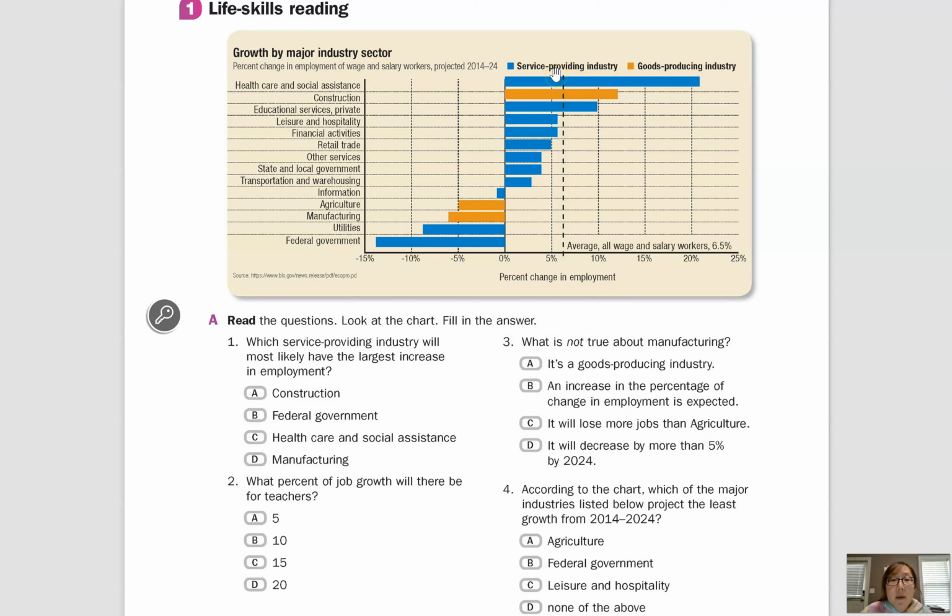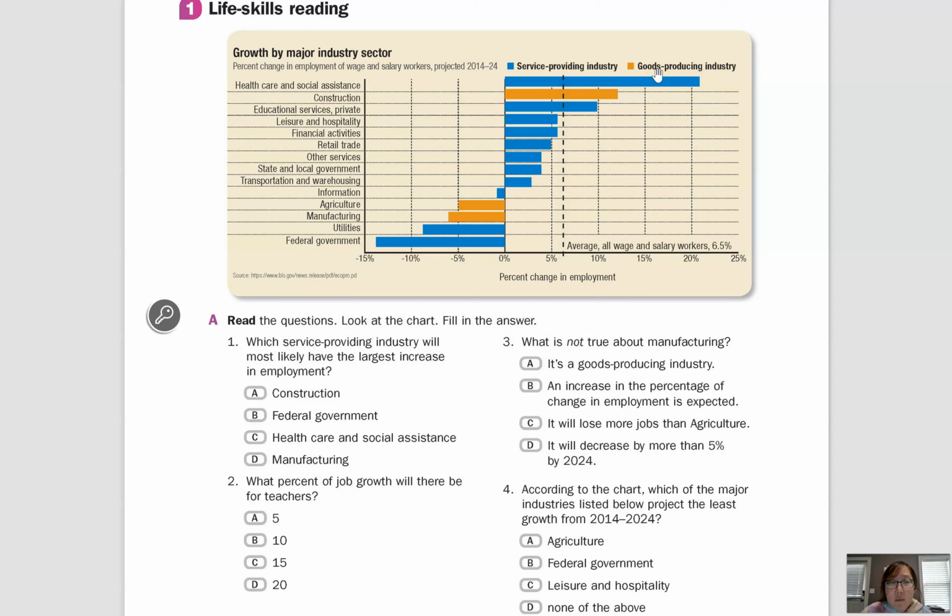But if you remember, in noun plus noun combinations, the first noun becomes an adjective. Okay, so like jewelry lover, what kind of lover? A jewelry lover. A credit card, what kind of card? Credit card. So the first noun becomes an adjective, just like in this phrase, service providing becomes an adjective, and industry is a noun, of course. Same thing here, goods producing is the adjective and industry is the noun.